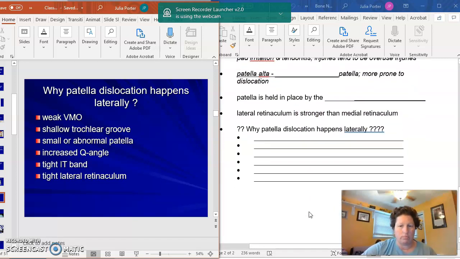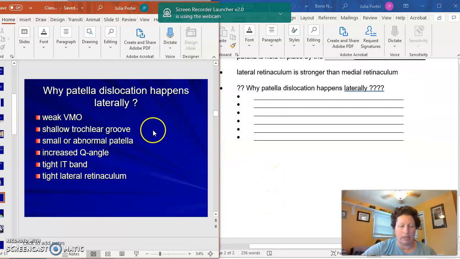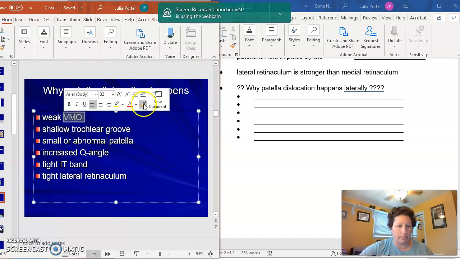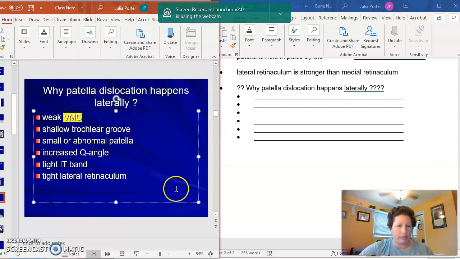So why do patella dislocations happen laterally? Well, you have a 3-to-1 ratio. First off, when you think of the quadricep muscle, quad means 4. So you have 4 parts to the quadricep. 3 of those pull towards the outside. The only one pulling towards the inside is the VMO. The VMO is vastus medialis oblique. It is a very small muscle on the front of the knee, which helps to stabilize the patella.